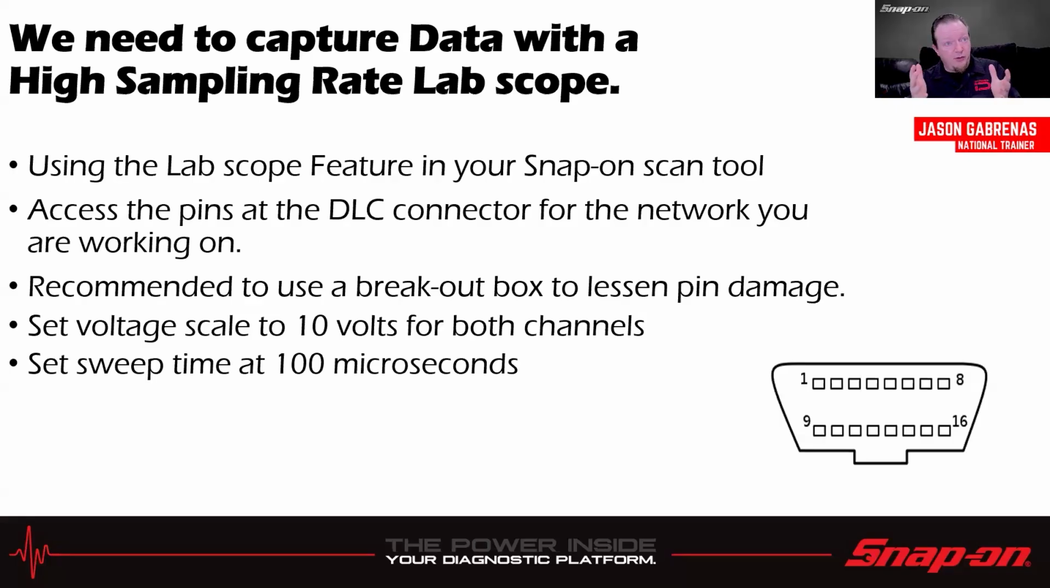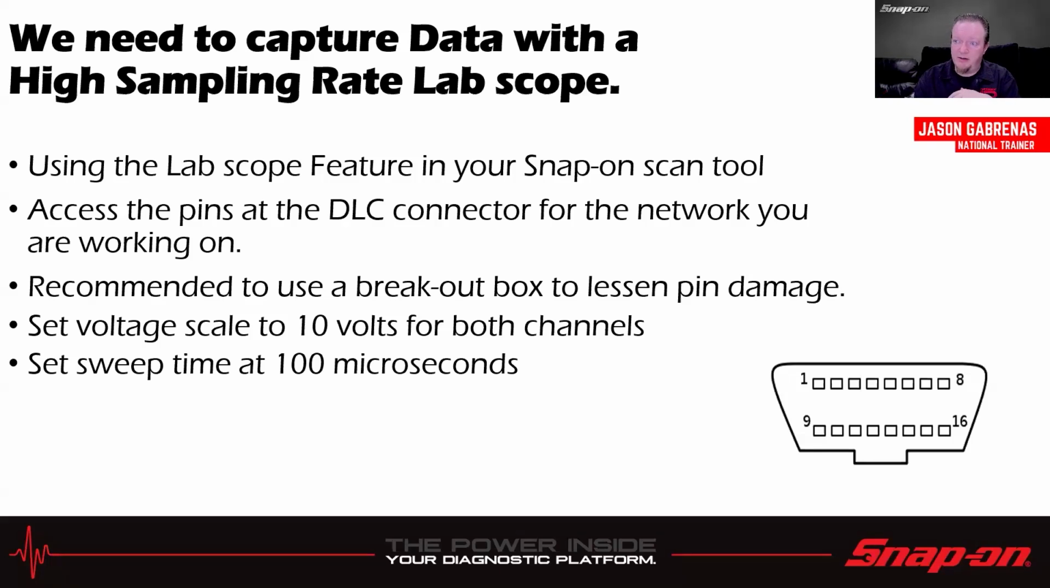Like I said, refer to a wiring diagram when in doubt and make sure you're putting it on the right pins. It's recommended to use a breakout box to lessen pin damage. You don't want to front probe, and it's usually hard to back probe, so we're just going to use a breakout box. I'll show you one in a second. Set the voltage scale to 10 volts to start. This is for CAN, but any of them would pretty much be in that range, except for the ones that are like 12 volts. Then you put it in a 20 volt range, I guess.